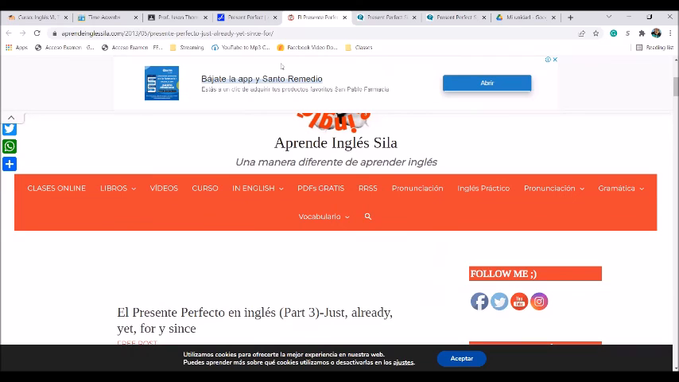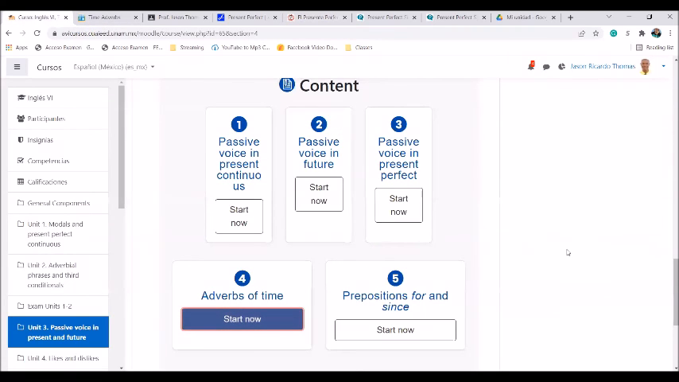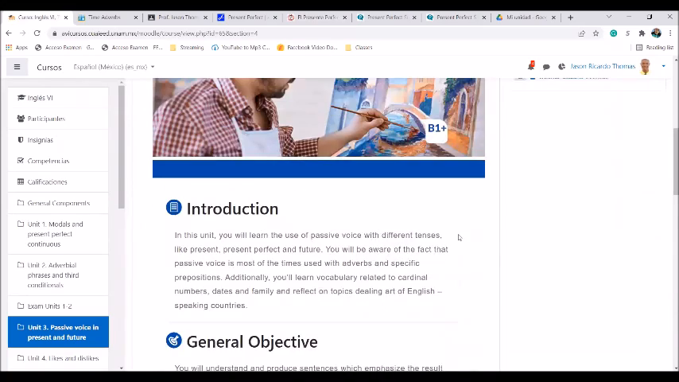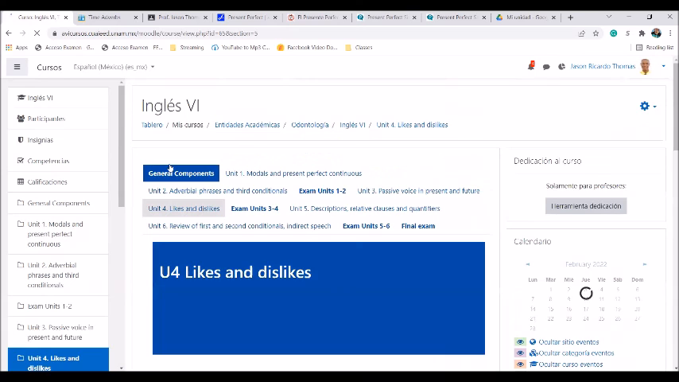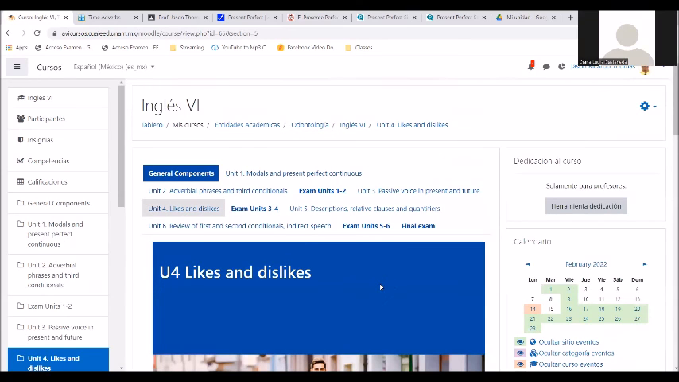All right. So hopefully you finished up your forum. I'm going to be unlocking another forum and we will continue with our look at these types of language as we dive into Unit 4 and we talk about things you like and things you dislike.